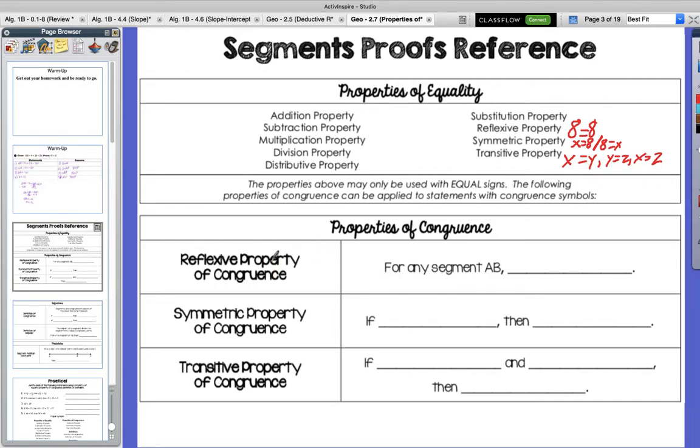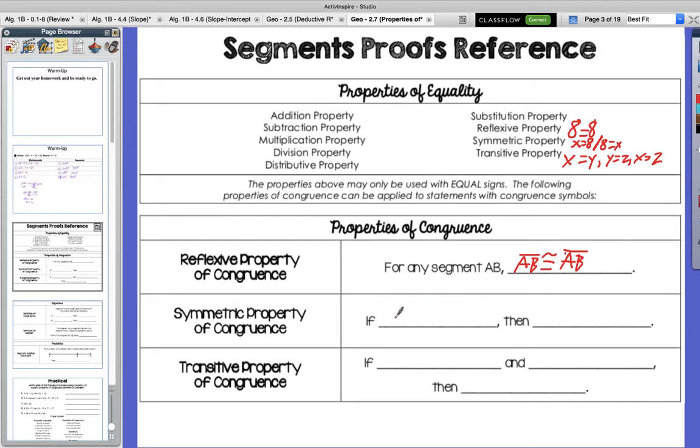Now, personally, I'm not going to actually stress over whether or not you say the reflexive property of equality or reflexive property of congruence, but it's really the same idea. It's just saying for any segment AB, you can have segment AB is congruent to segment AB. So we're saying not only does the reflexive property exist for equality, it also exists for congruence. Any segment is congruent to itself.